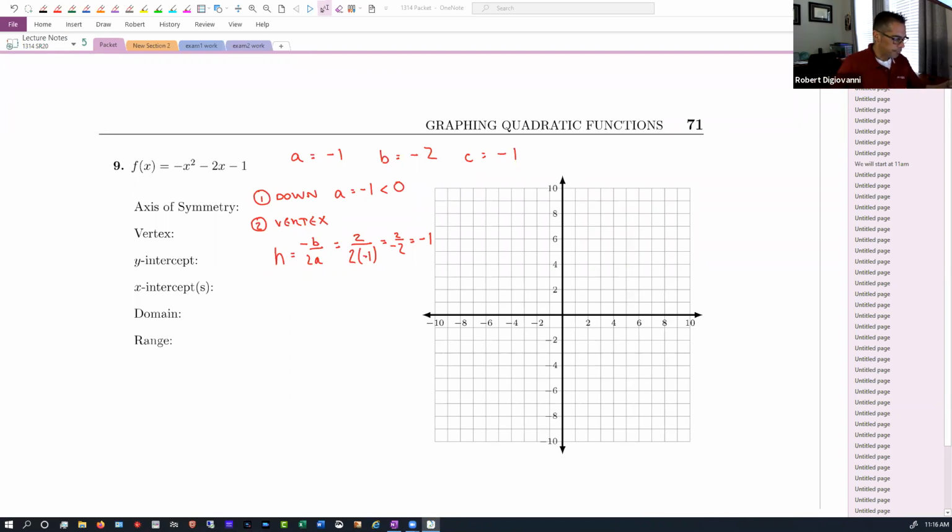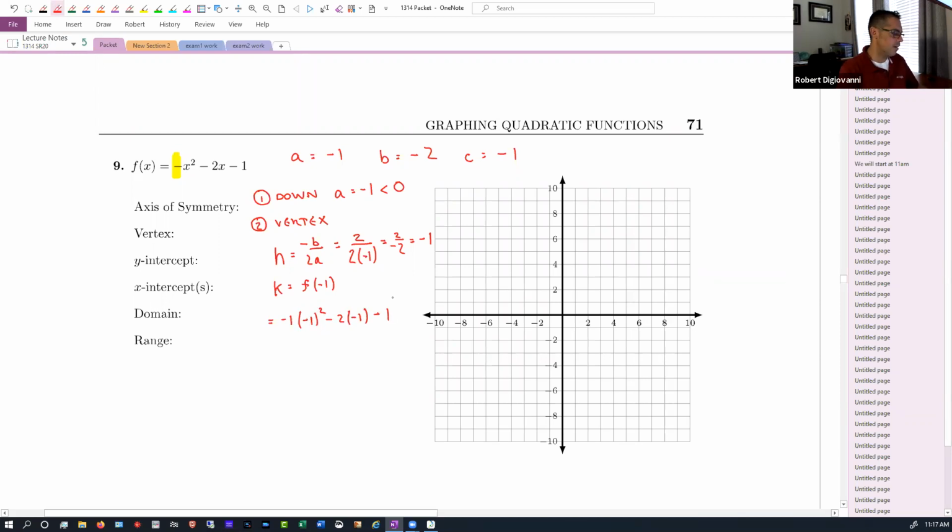Okay, so now that we have H, we go find K. To get K, all we're going to do is plug -1, what we got for H, into the function. Be extremely careful here because we already have a negative out front. Does everyone see that negative in front of the x squared? That negative is like a -1. So we have -1, and then -1 squared because we're replacing x with -1. Then -2 times -1 again, and then -1.